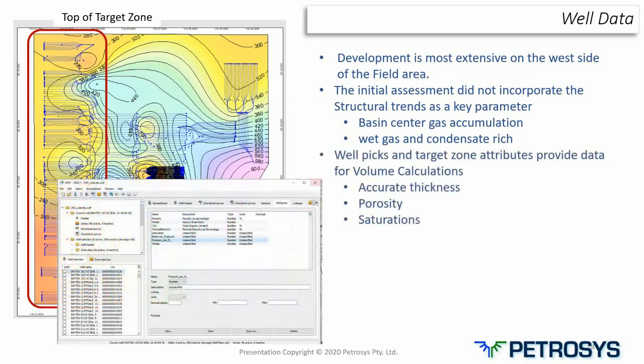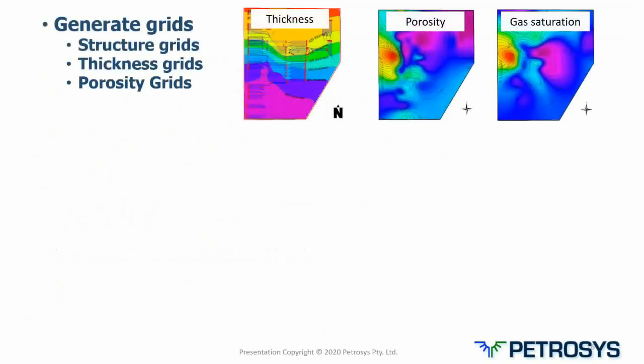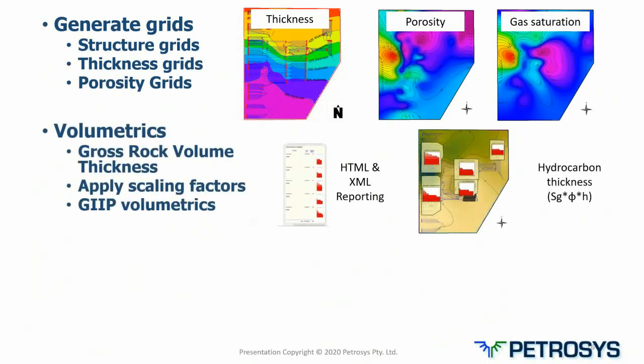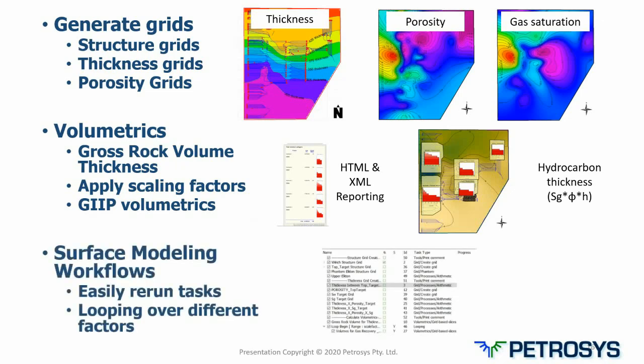And now we also have an additional source of data, which is well picks and target zone attributes to provide us some data for volume calculations. And with that, we'll go into a little demo to show how we actually go about this. I'll just give a quick teaser. First, we're going to generate some grids: structure, thickness, and porosity. Then we're going to go into volumetrics so we can look at the gross rock volume, some of the hydrocarbon pore feet, and then get some volumetrics per area. While we're doing that, we'll look through the surface modeling workflows, and that's going to show us the task list and how to loop over different factors.